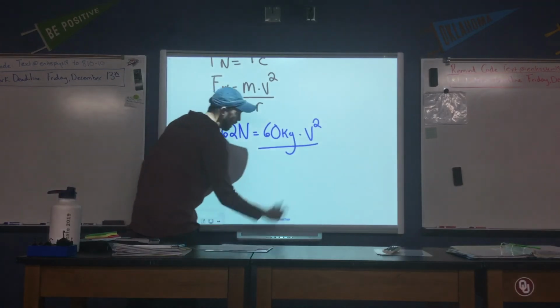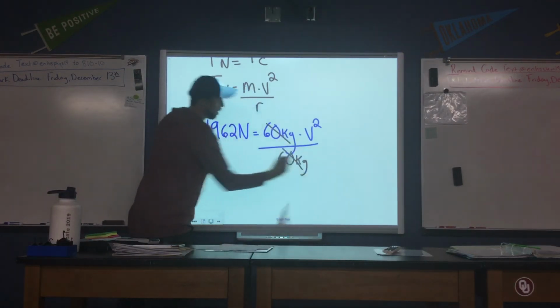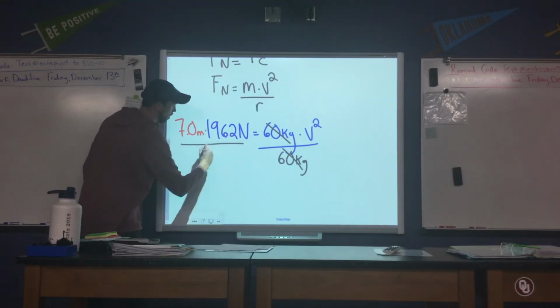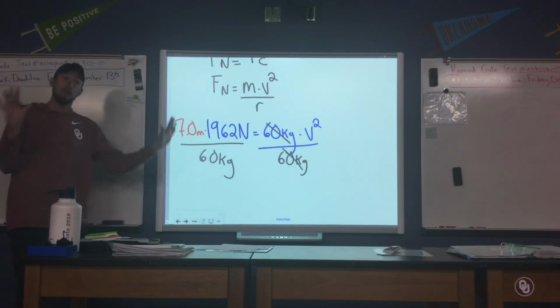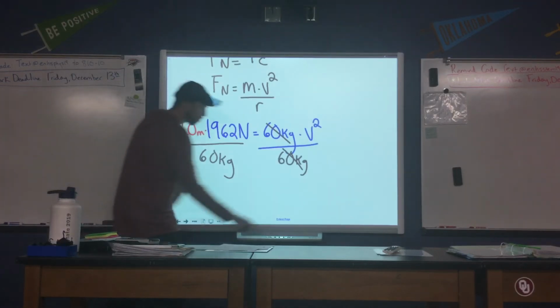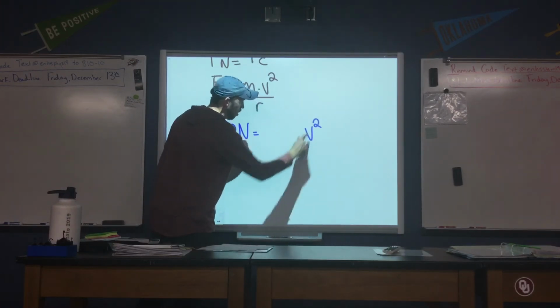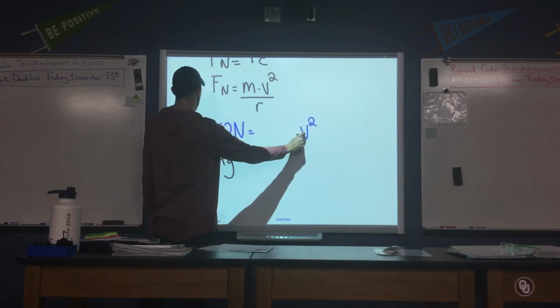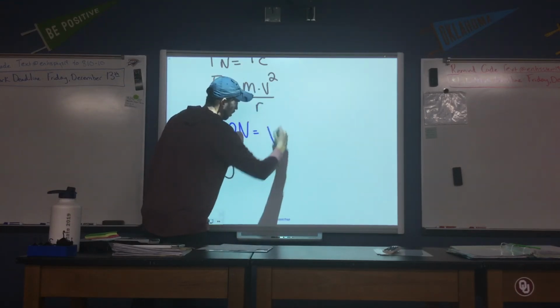And then we can divide by 60 kilograms. So 60 over 60, those cancel out. I also have to divide by 60 on the left side of my equation, because again, the sides are equal, so we have to keep them balanced. So 60 over 60, those will cancel out. And now we'll have an equation. Oh, no, that won't work. I'll just move this over.